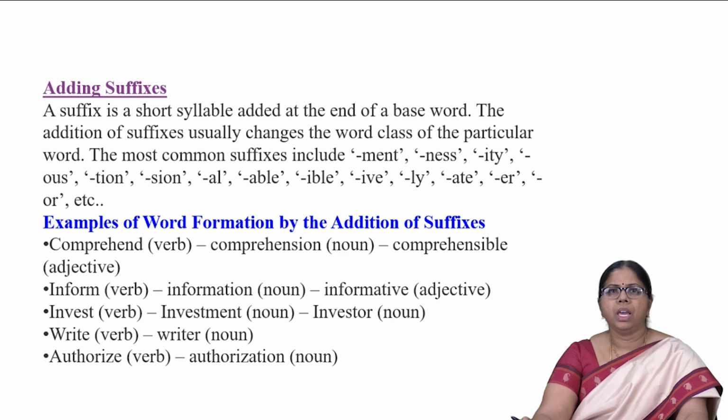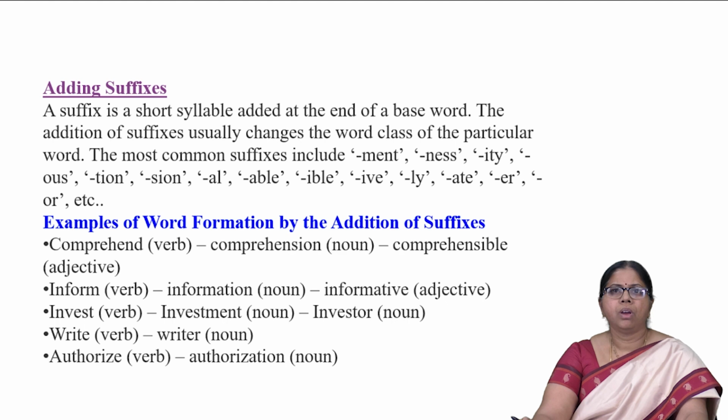And one more word, invest. Invest is a verb, and from invest we have derived the new word investment by adding the suffix ment, which is a noun, and by adding or we got the new word investor, which is also a noun. So two words are derived. Likewise, we can derive many other words. Invest, investment, investor. And one more example, write. We have added the suffix er to write, which was a verb, and now it has become writer, which is a noun.